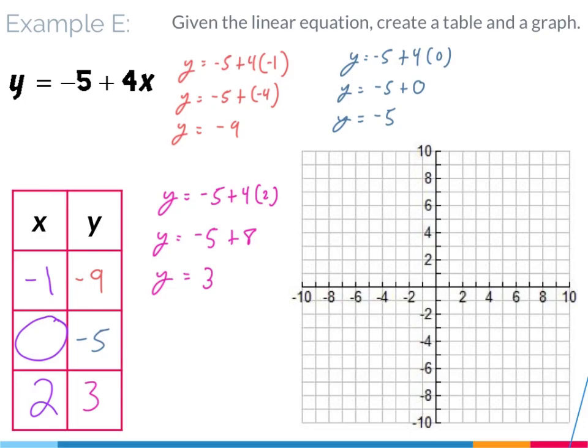Starting out, we've got -1, -9. Let's put that in the right place. 0, -5 is our next point, and over 2, up to 3 is our final point. Now we can see that all of our points are in a line, so let's drag our line over, or draw one if you need to, using a straight edge or a ruler. Now I'm going to throw arrows on the end of it so that I know that my line goes on and on and on, and that problem is done.